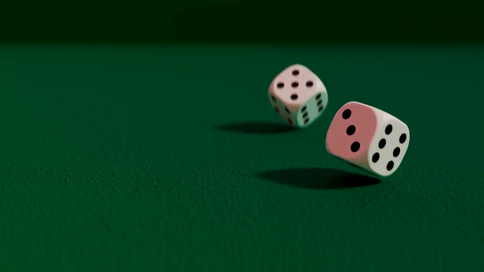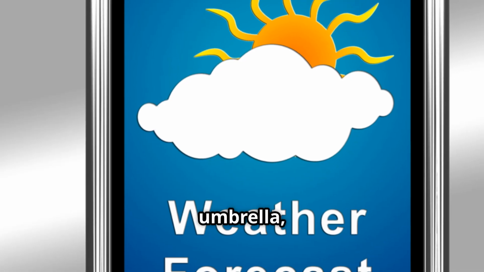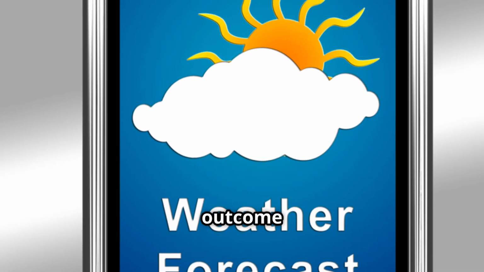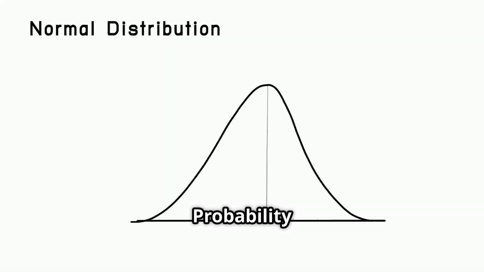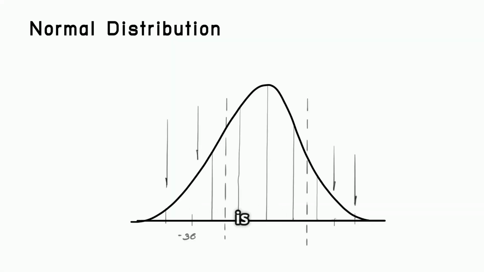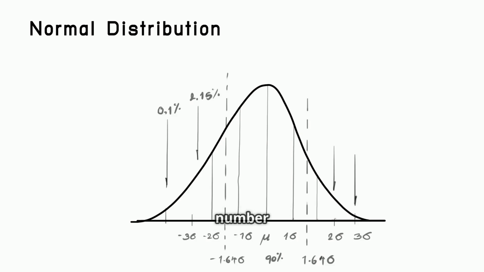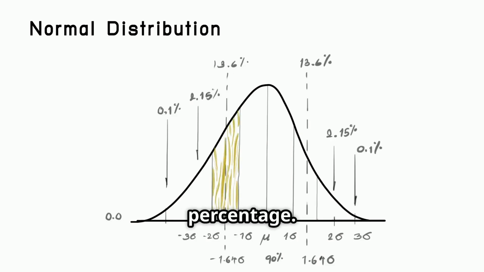Every day we make decisions based on probability, even if we don't realize it. Whether you're deciding to bring an umbrella, playing a game, or predicting the outcome of a sports match, probability is at work. Probability is the measure of how likely an event is to happen. It's expressed as a number between 0 and 1, or sometimes as a percentage. 0 means the event is impossible, and 1 means it's certain.